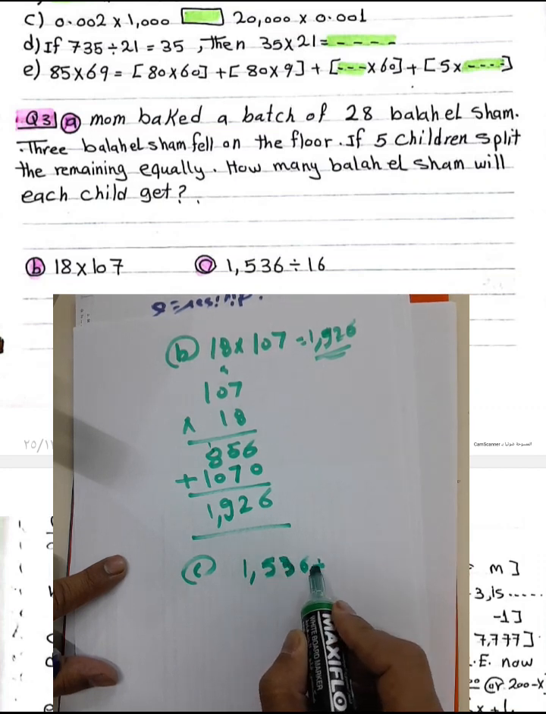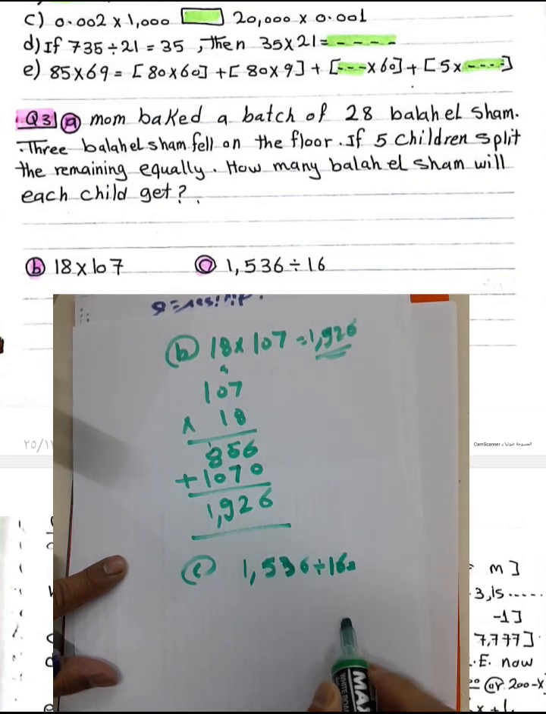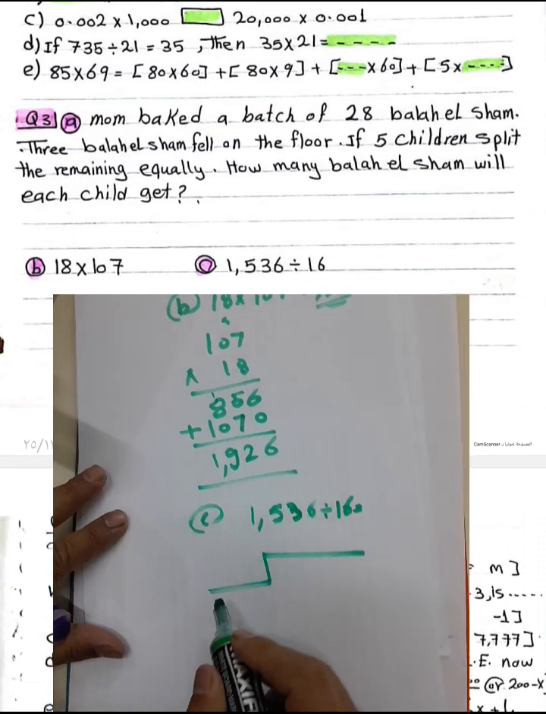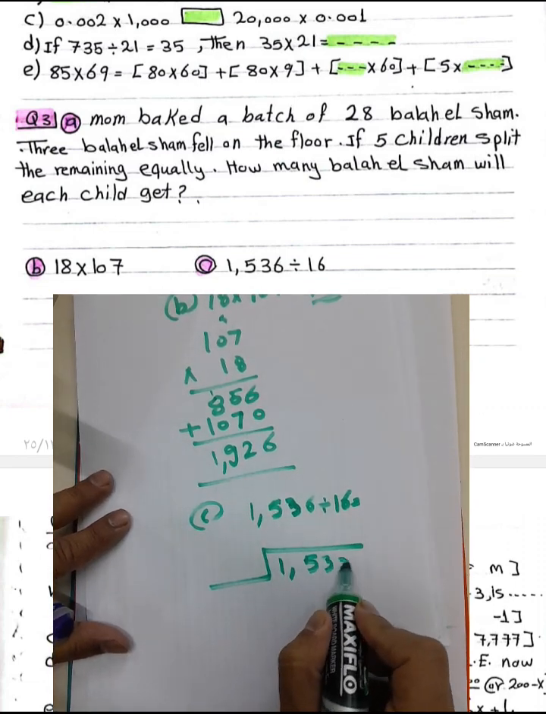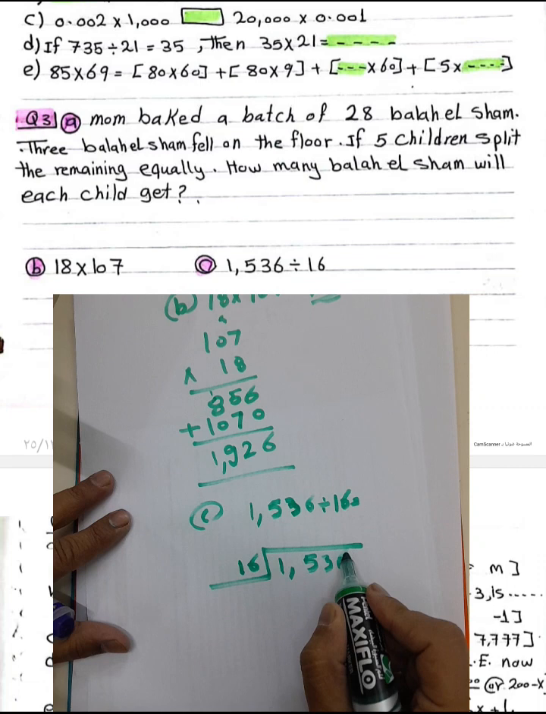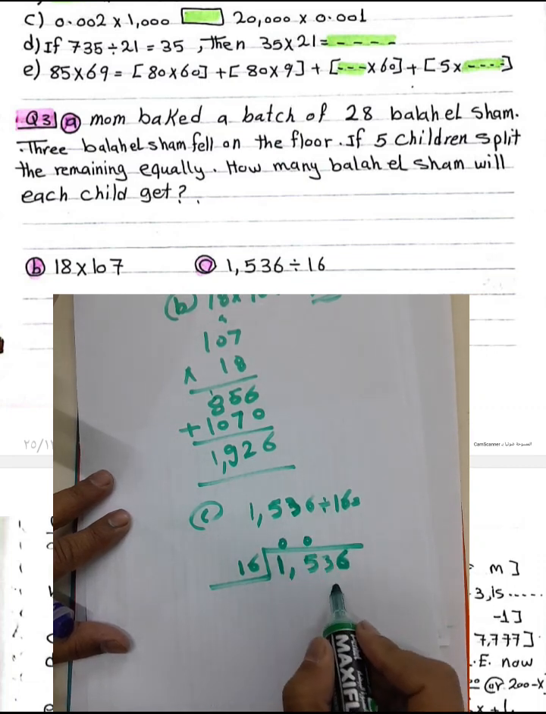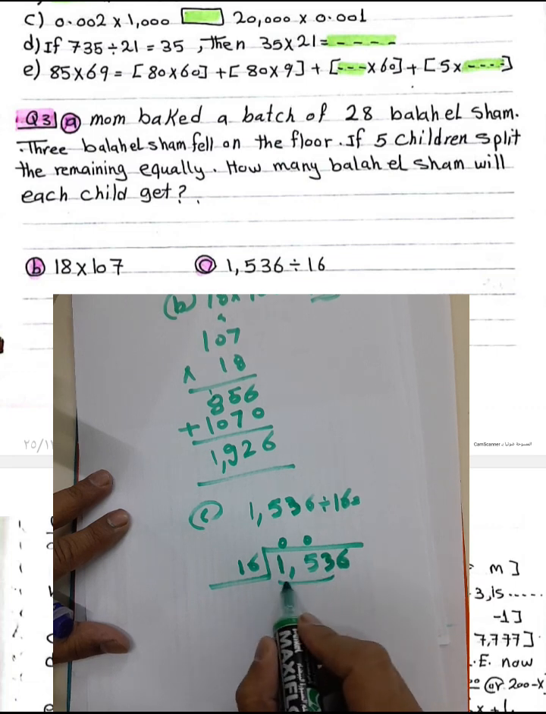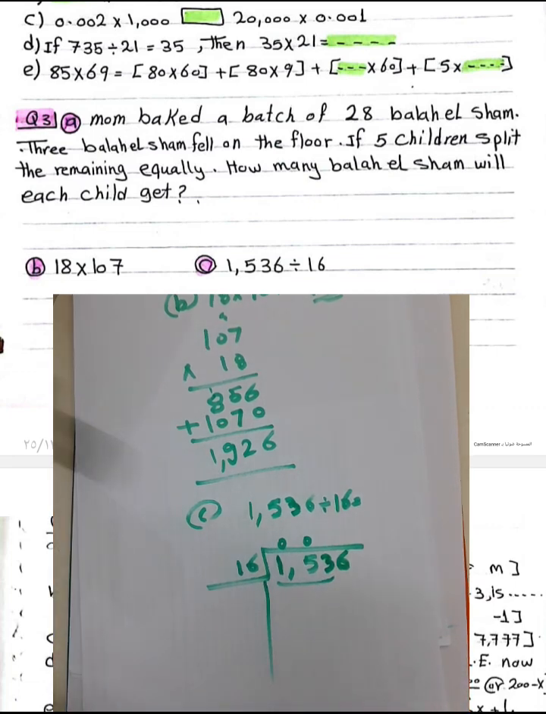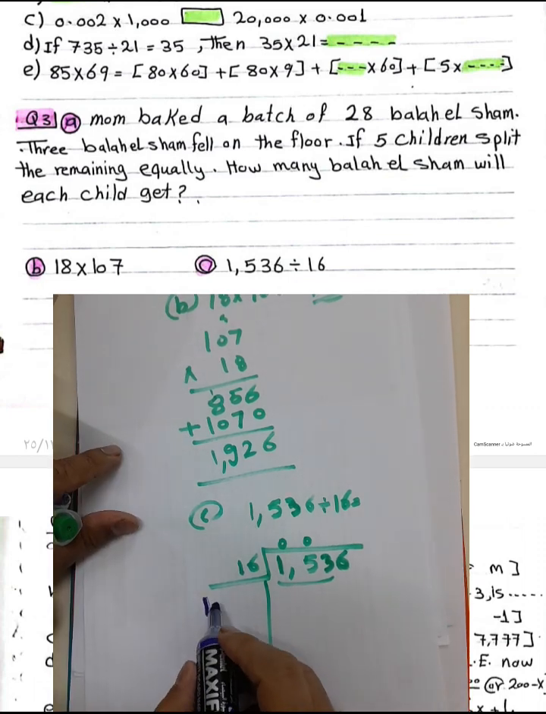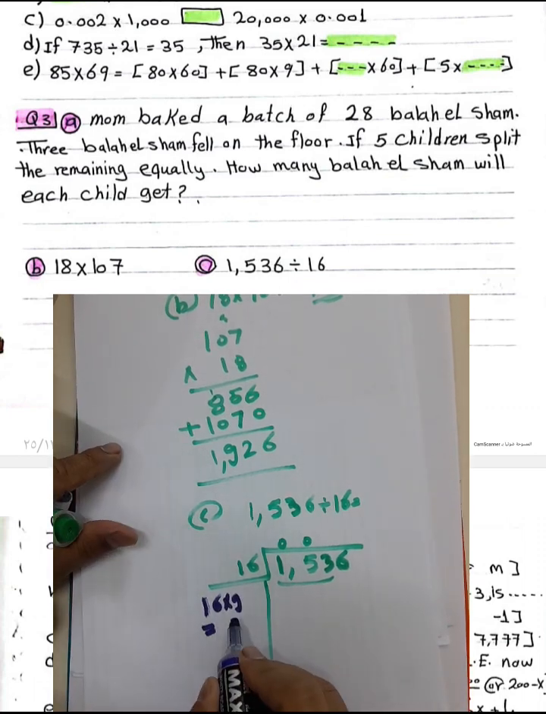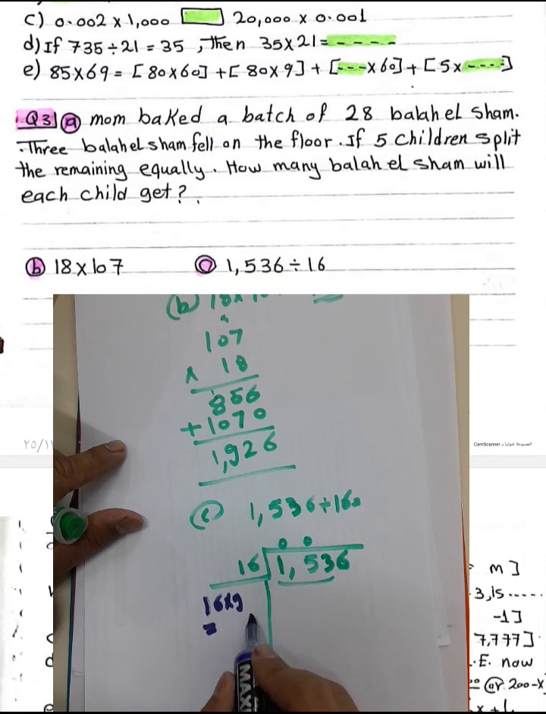1,536 divided by 16. One divided by 16, we can't do it. 15, we can't do it. 153 divided by 16, bring down digit by digit. And 15 divided by 1, the next number will be 9. 6 times 9 equals 54. Write 4 and carry up 5. 1 times 9 equals 9. 9 plus 5 equals 14.